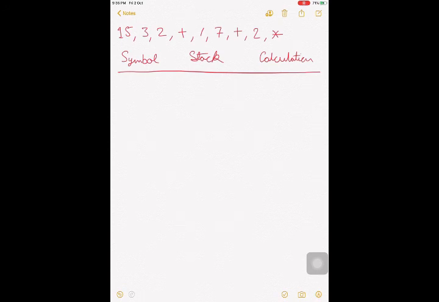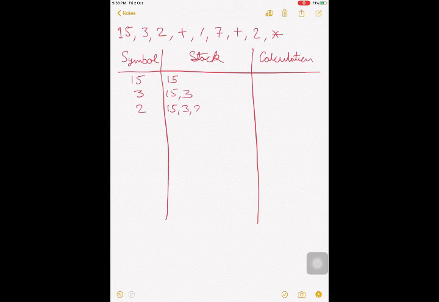Making this table is mandatory in the examination. If you solve this question without making this table, you will not get the marks. So you should not write the answer directly. You should show the complete process. So we get the first symbol as 15. Rule says push it into the stack, then 3, same, pushing into the stack, again 2. Now our stack is 15, 3, 2.